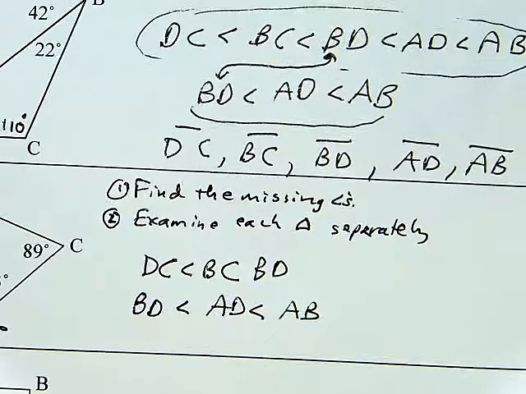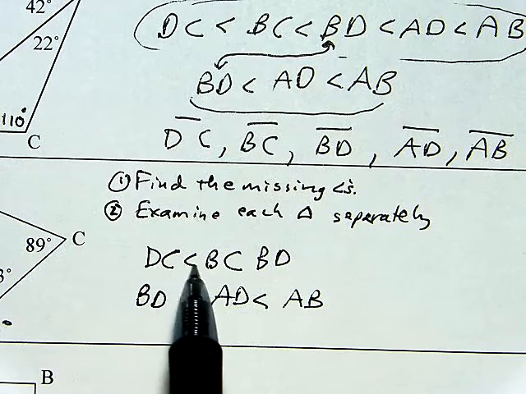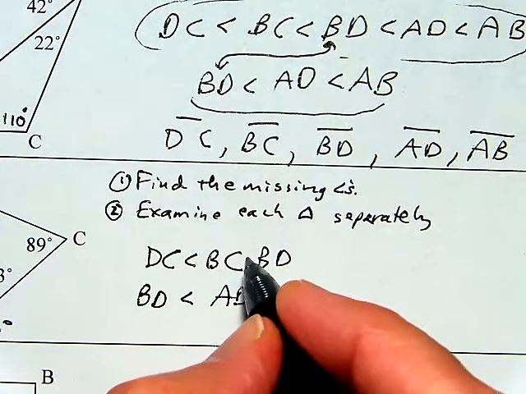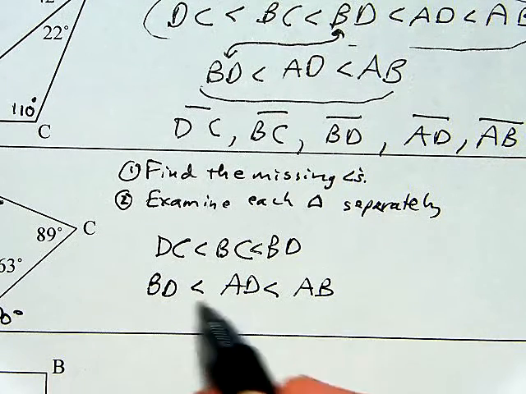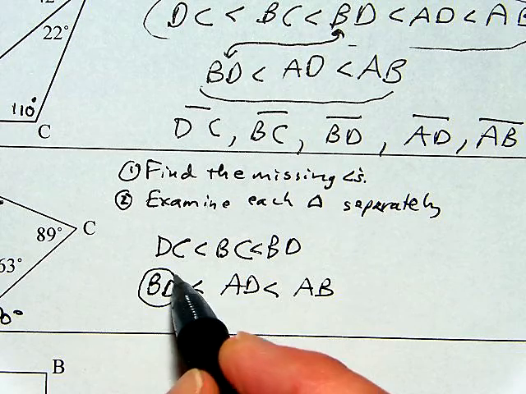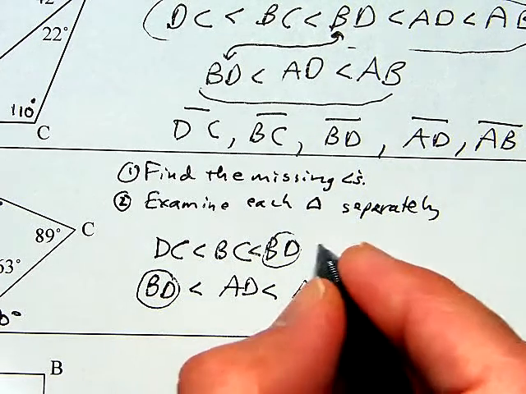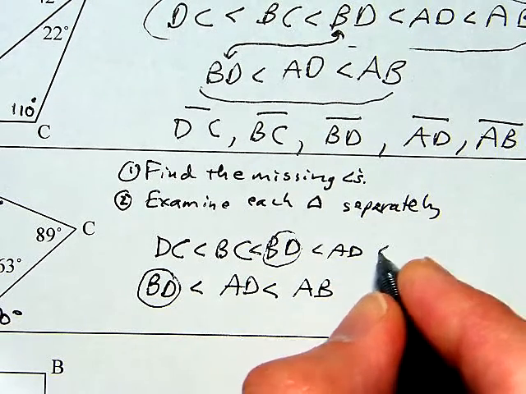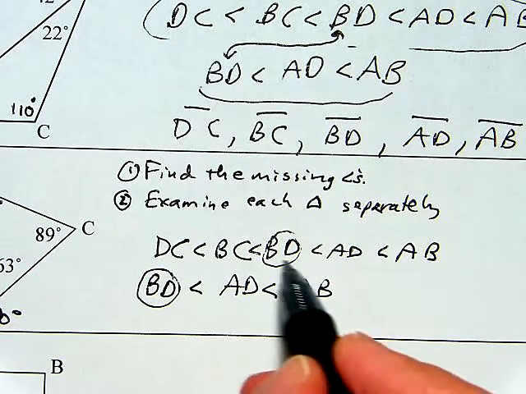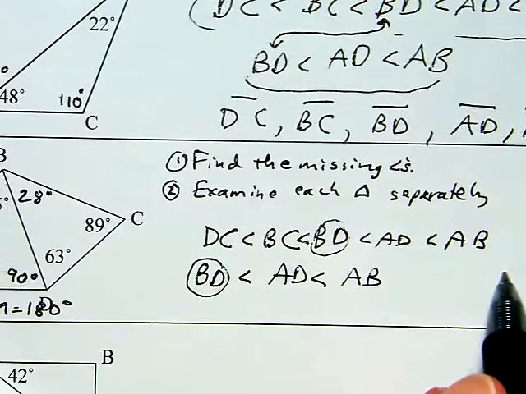So again, when we examine each triangle separately, we got this first set of inequalities. Oops, I left out the less than sign there. And this set of inequalities. And can we combine them again? Yep, because we have BD here. We have BD over here. We can put the AD greater than BD over here, and the AB greater than AD over there. So now we have one long chain of inequalities, sort of a mega compound inequality that has all 5 sides.